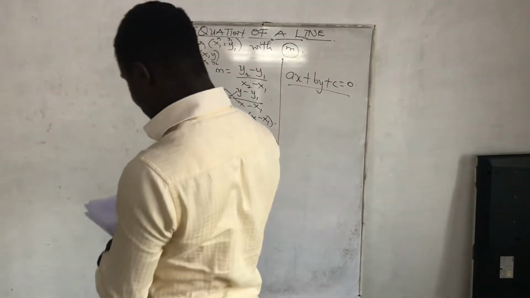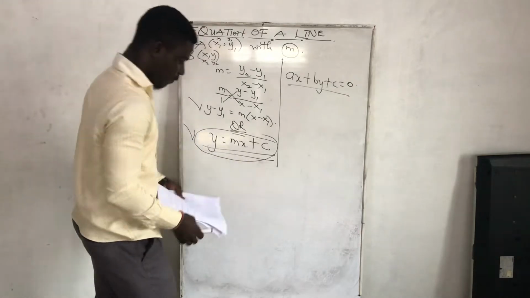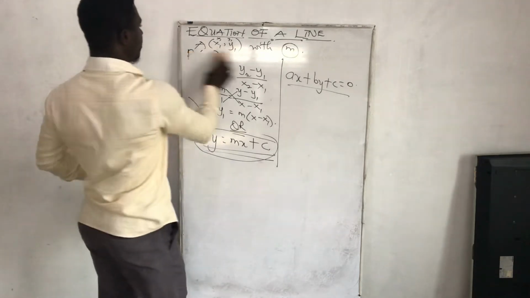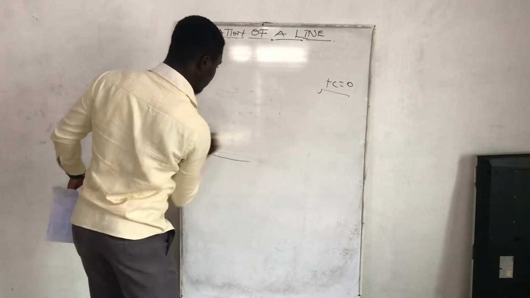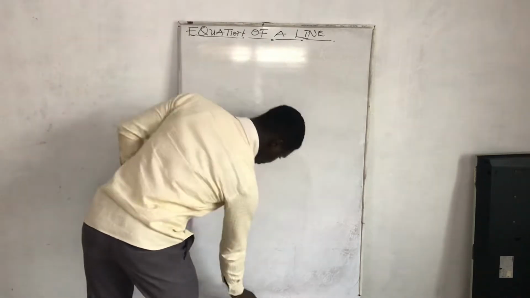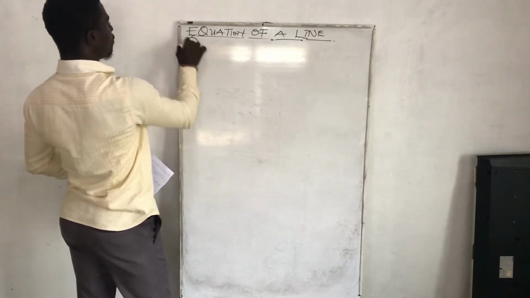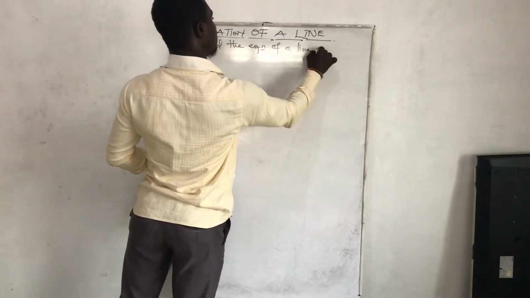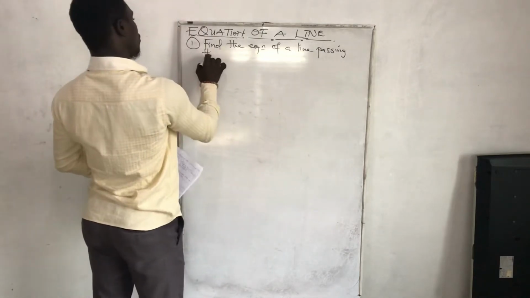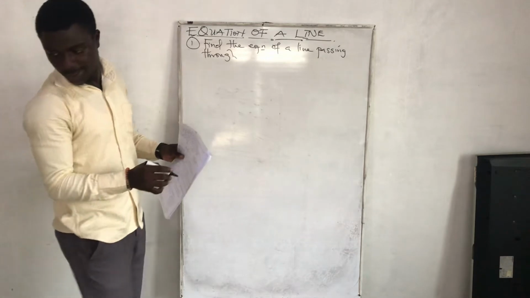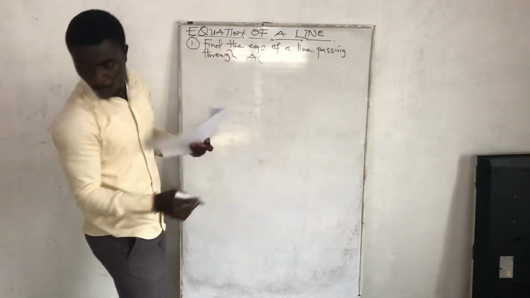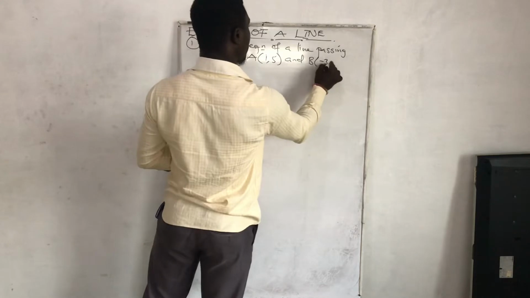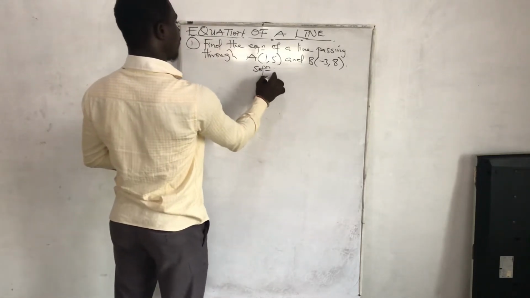So let's start by finding the equation. The question says, find the equation of a line passing through the points A, which is 1, 5, and B, -3, 8. So how best can we find the equation of a line given 2 points?